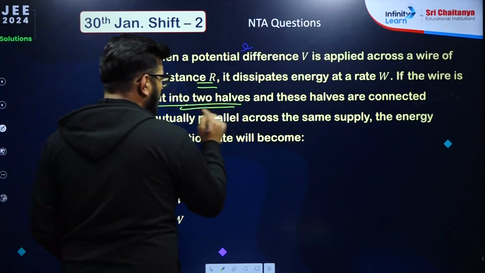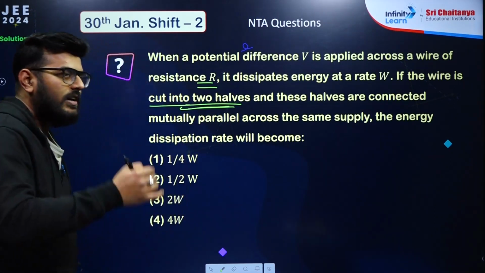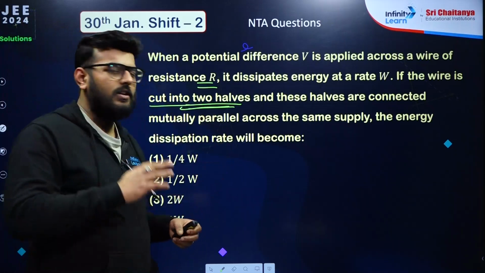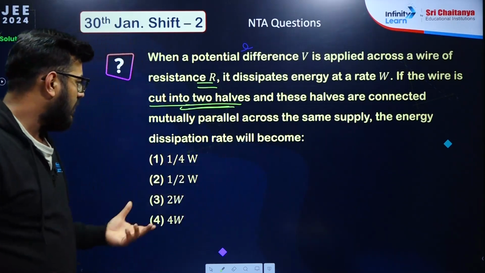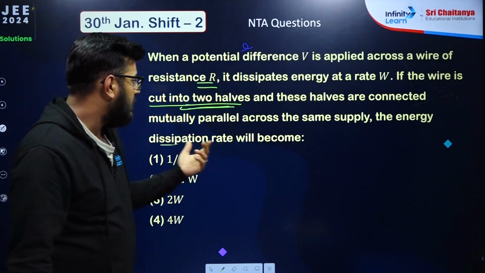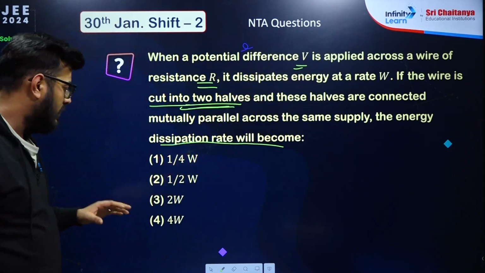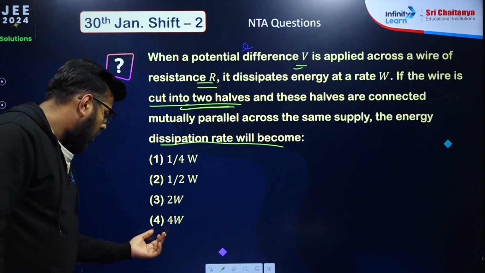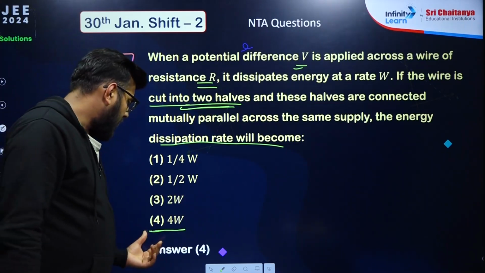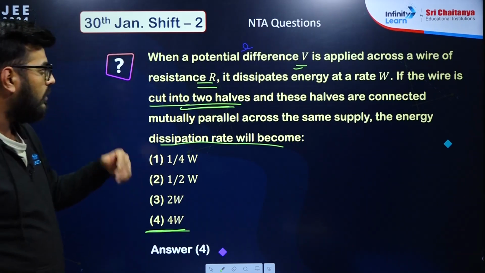Simple it is, you have cut, so the resistance will be half. Now you are applying in parallel, so the further R equivalent will be another half, R by 4. So now they are asking the energy dissipated rate will be. The potential difference is V only, so V square upon R by 4. It's obviously going to be option number 4, that is 4 times what? 4 times of the previous value.